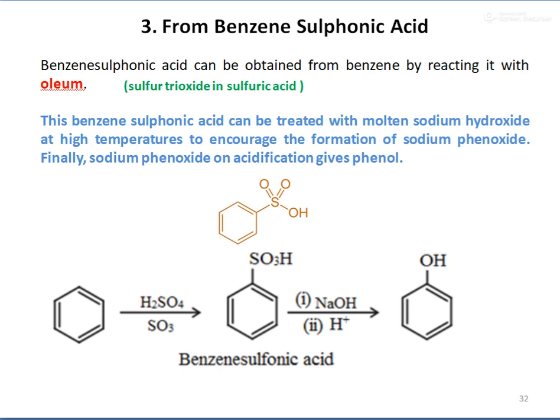Then we discussed the preparation of phenol from benzene sulfonic acid. Here also, first benzene is treated with sulfuric acid in the presence of SO3. This mixture is called oleum, that is sulfur trioxide dissolved in sulfuric acid, and this will substitute an SO3H group at one of the positions of the benzene ring, and this is called benzene sulfonic acid. When this benzene sulfonic acid is treated with sodium hydroxide followed by acid hydrolysis, we get an OH group in place of the SO3H.